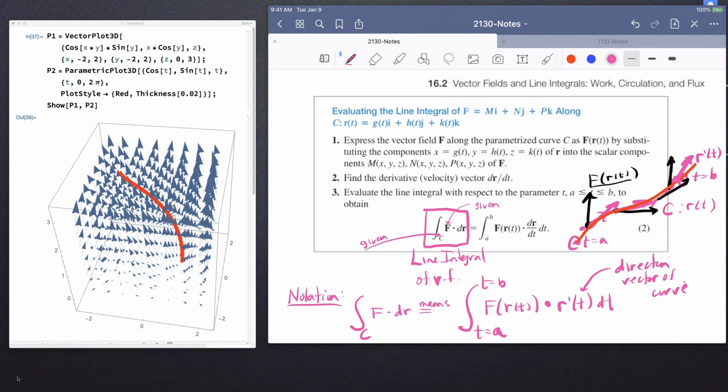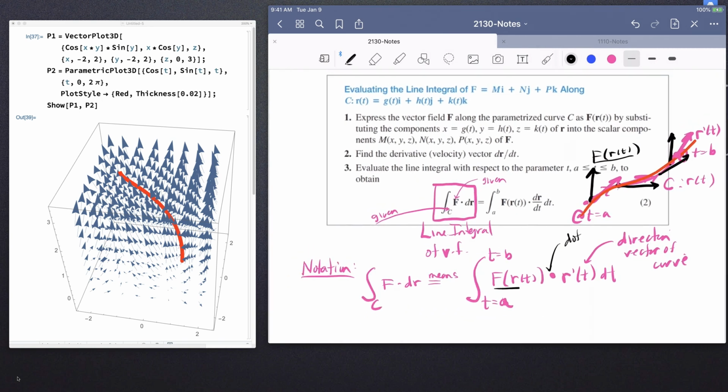And we will then want to compute the dot product of those two vectors, and then integrate the resulting scalar that comes about from that dot product, and then you will need to evaluate that integral to a number. Okay?